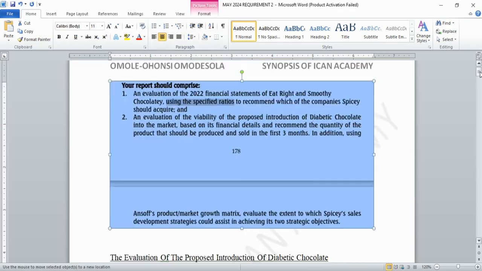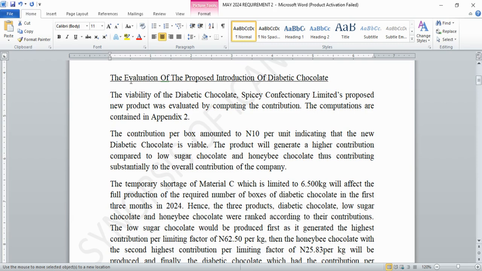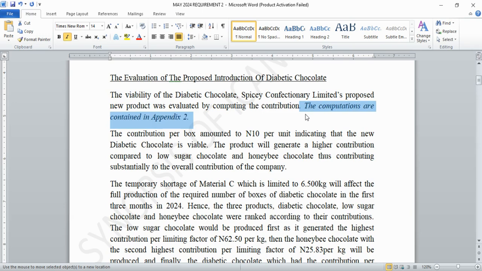After doing your heading, the next thing you can do is just talk about it. Viability of diabetic chocolate was evaluated using contribution, by computing the contribution, and computations are in appendix 2. The reason I did this is because some people, like me, used to forget how to do it: in bracket, appendix 2. You must link your appendix to your main report. I always say it all the time. Marks are awarded for that. So you can just put it there: computations are contained in appendix 2.